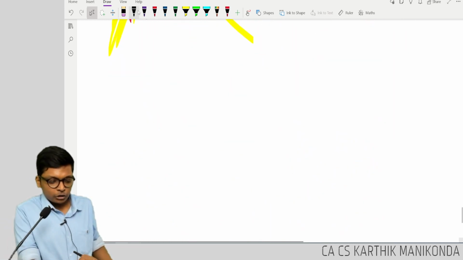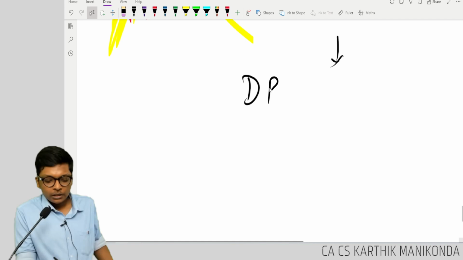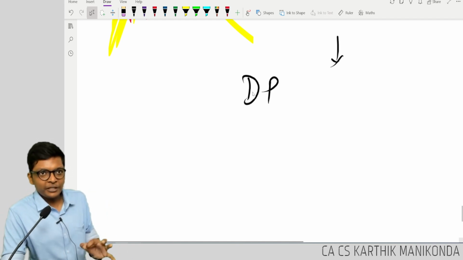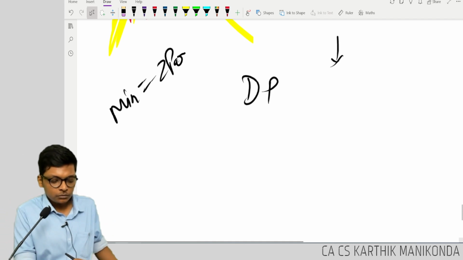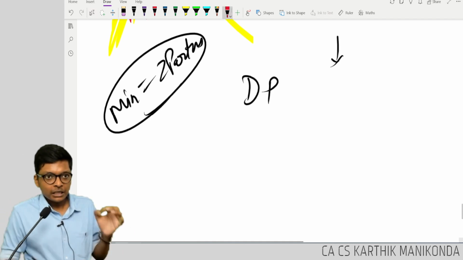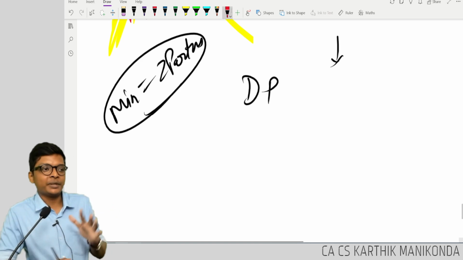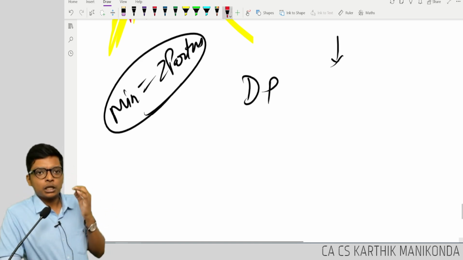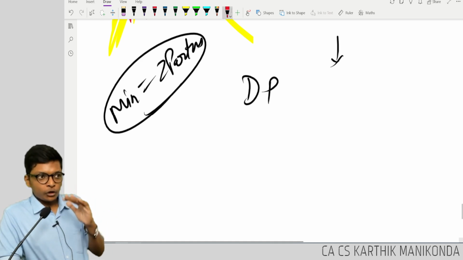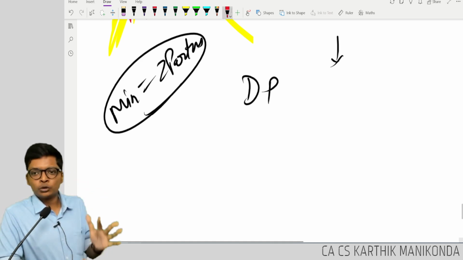Similarly, we have the last concept of LLP, designated partners. Every LLP should have minimum how many partners? Minimum 2 partners. Remember, guys, I know you guys hate LLP. That's the last topic. But CA Inter, new syllabus. For you guys, it is already there in the new syllabus.